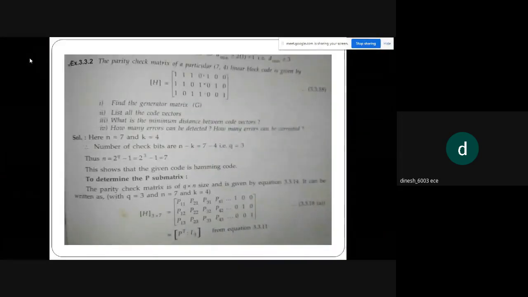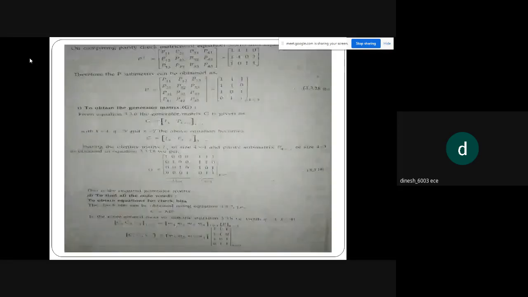For the given question, we had found the generator matrix and all the code vectors. Since we have message bits as 4, 2 power 4 gives 16 code vectors. So we will be getting 16 messages. For those 16 messages, each message has an individual code vector that we found in this table.